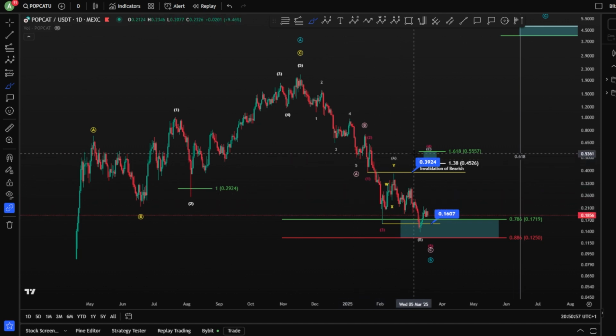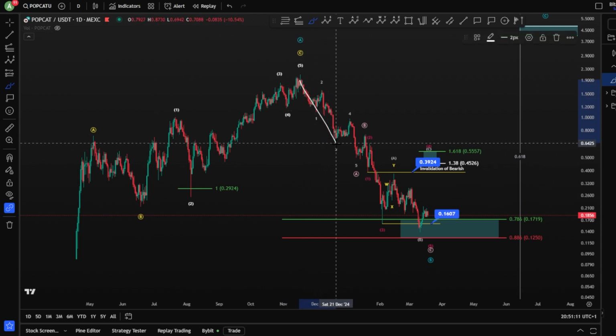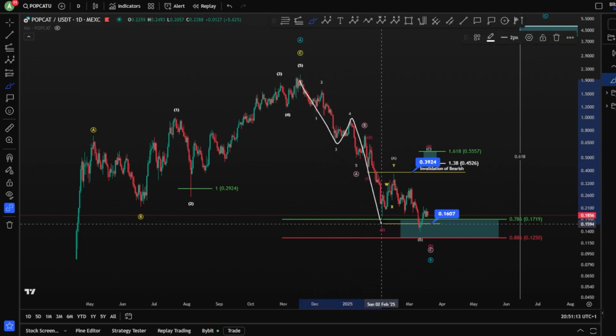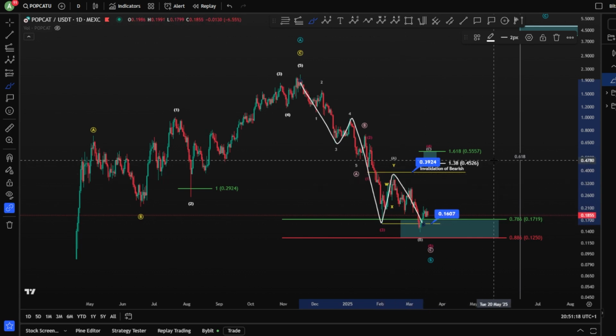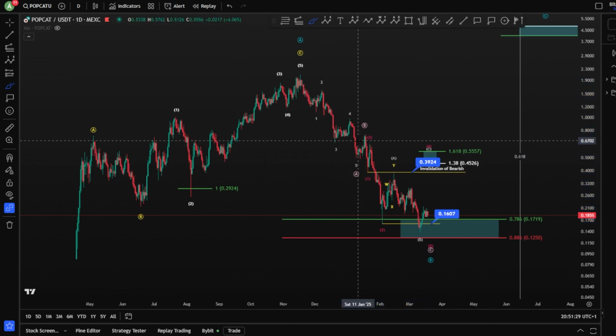It is a very complex structure here. It might be something much more complex, which is WXYXZ, one of the most complex structures in Elliott wave. WXYXZ. Yeah, very complex, but I don't like to call this one, because when you call it, you have to be very sure of it. But it looks very nice.